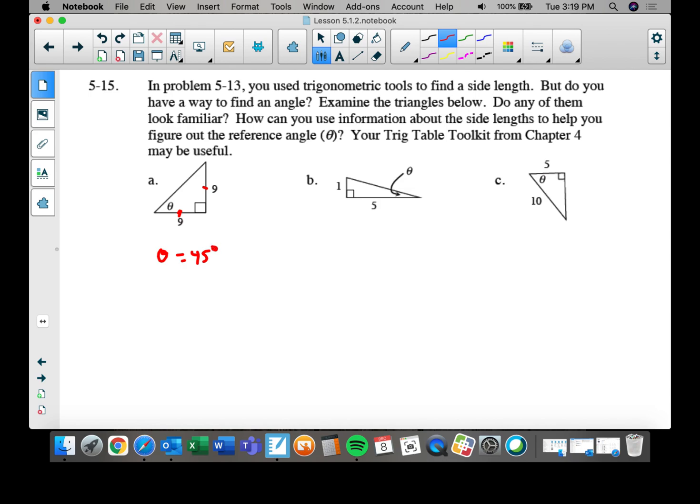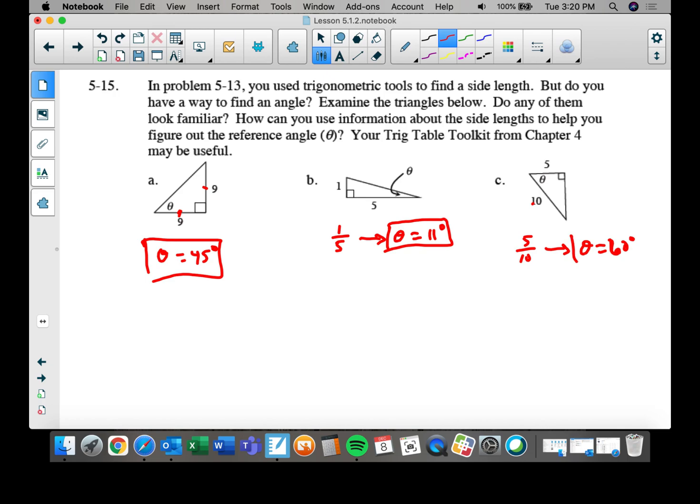Okay? If you remember back to the first lesson back in chapter 4, if this is theta, I've got a 1-to-5 ratio, which means in that case, if you remember back, that means theta has to be approximately an 11 degree angle. Okay? And the last part, we talked about this in the last lesson in 5.1.1. The 5 is the adjacent compared to the hypotenuse. That adjacent to hypotenuse ratio is 5 over 10. And that happened in the cosine. If you remember, that was when theta was a 60 degree angle.